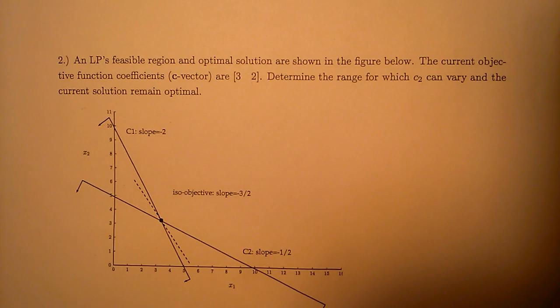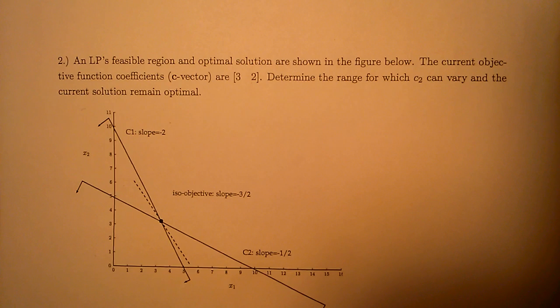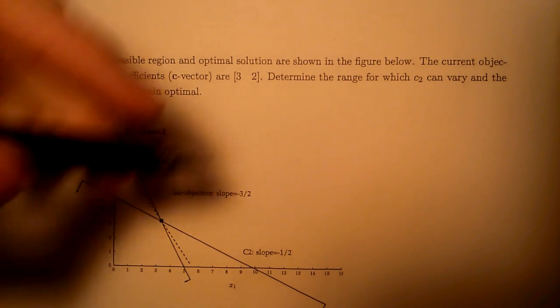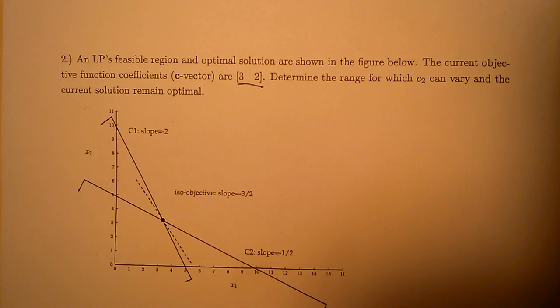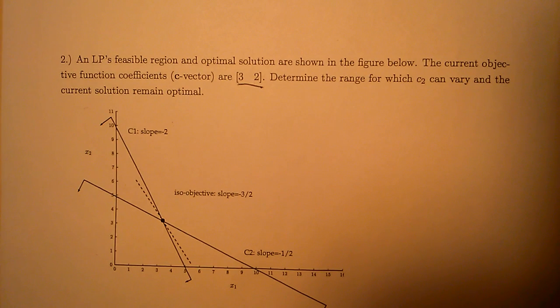The second problem gave you a graph of an LP's feasible region and identified the optimal solution. It said the current objective function coefficients, or the C vector, is 3, 2. And it asked you to determine the range for which the second coefficient, C2, can vary and this solution remain optimal.